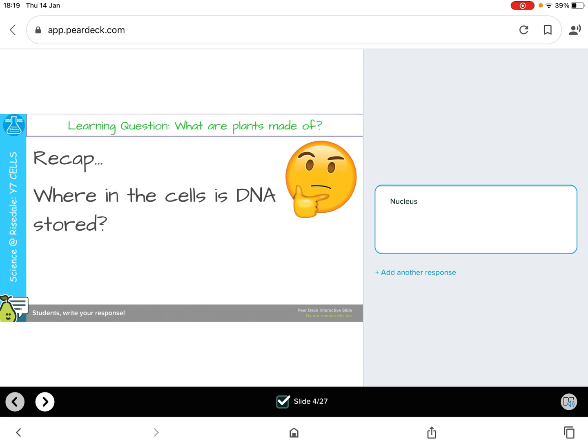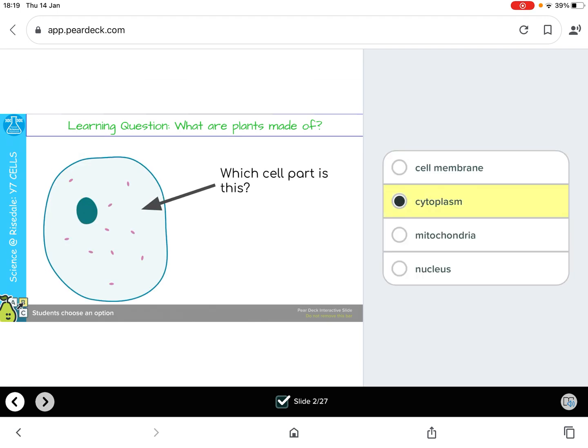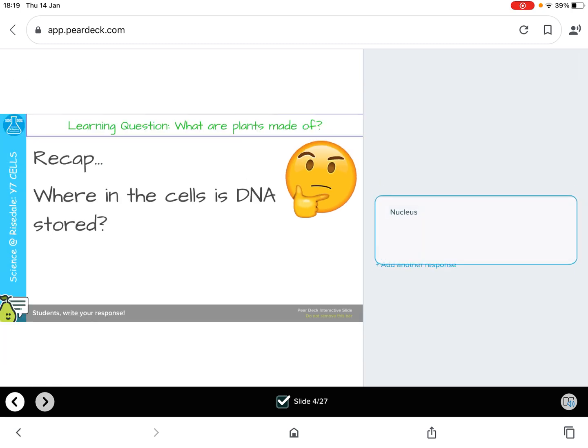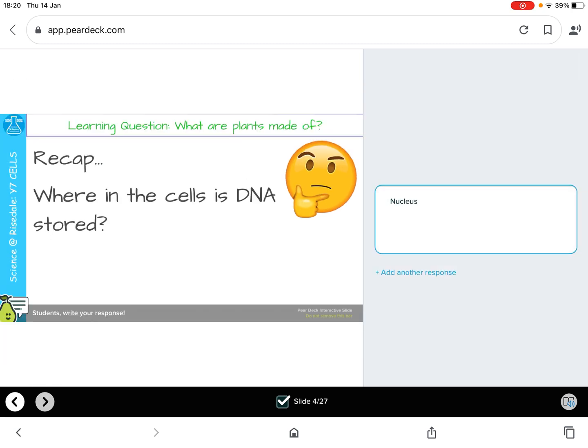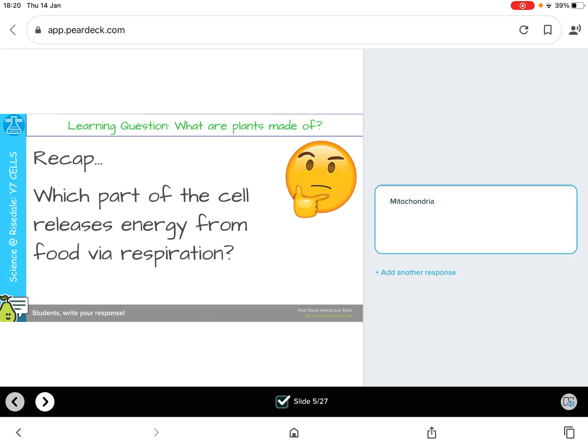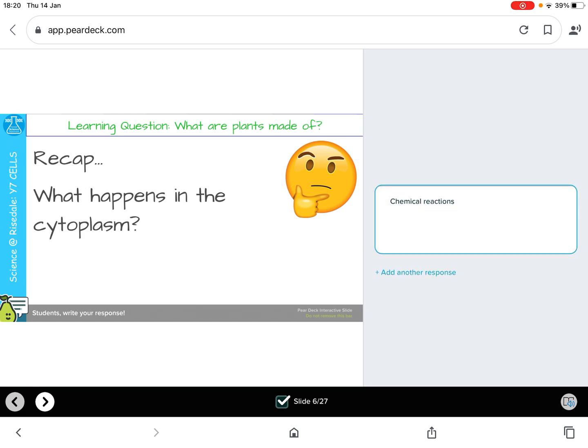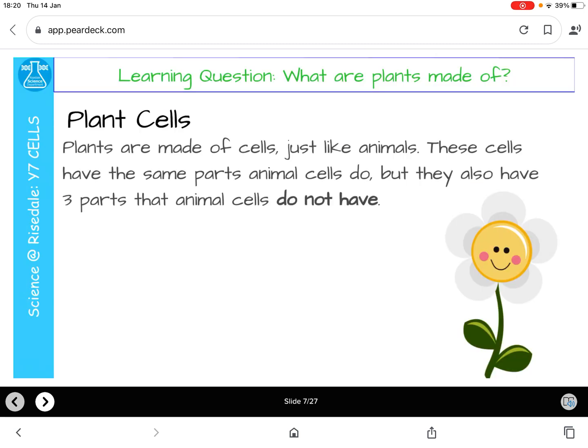Where in the cell is the DNA stored? So if we look back to this picture, this blue blob in the middle is called the nucleus. Okay, so where in the cell is DNA stored? In the nucleus. Which part of the cell releases energy from food via respiration? So those purple dots on the picture, they were called mitochondria. What happens in the cytoplasm? Well, this is the site of all the chemical reactions that happen in the cell.